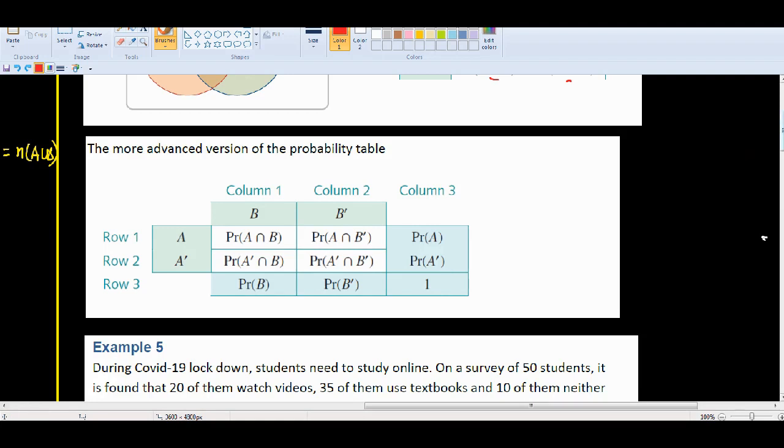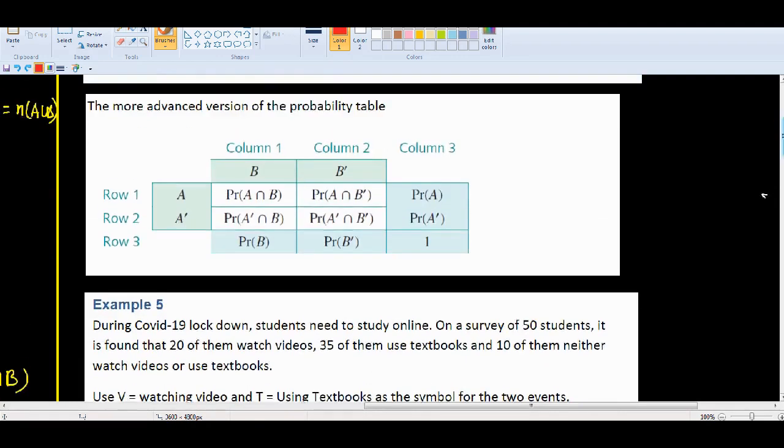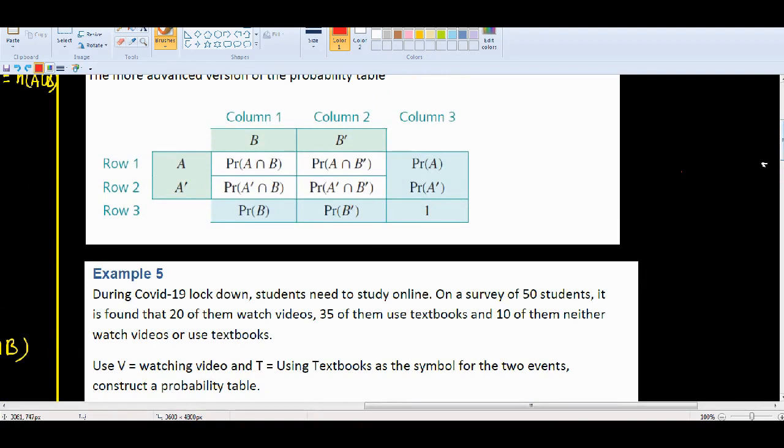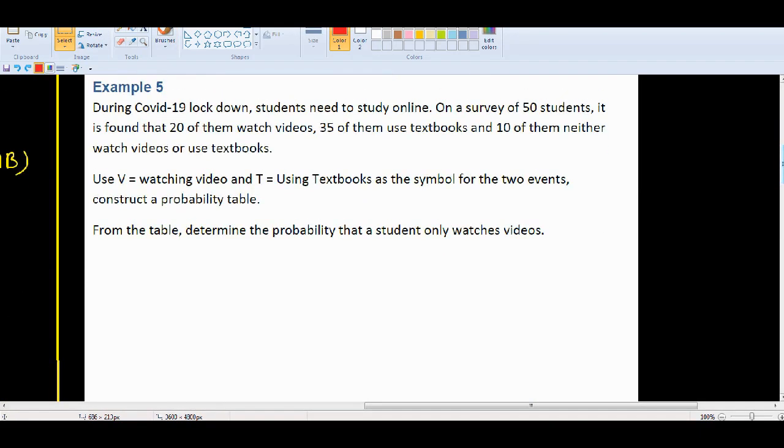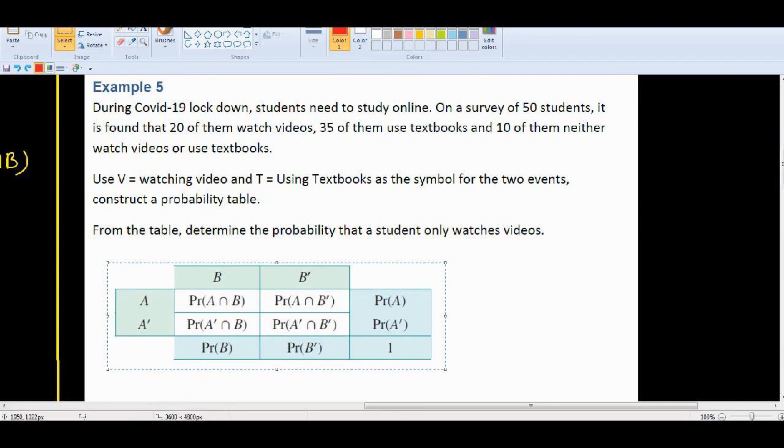Okay, so let's see how we could apply this table to our questions. I would like to use our previous question, so it takes less time for you to reformulate the whole thing, right? During the COVID-19 lockdown, students need to study online. Just like the last example, if you still remember, now we use V and T to represent the 2 events, and you are going to determine from the table the probability that a student only watches videos.